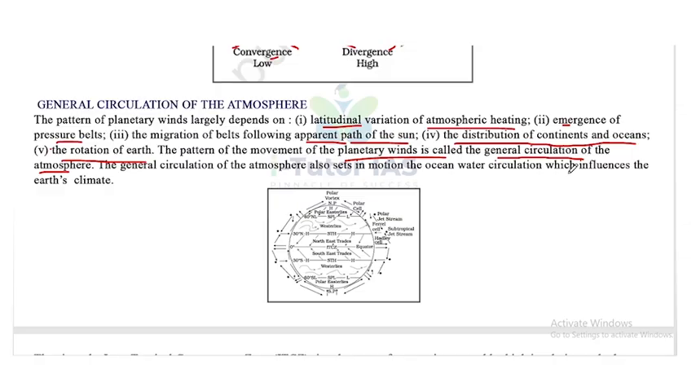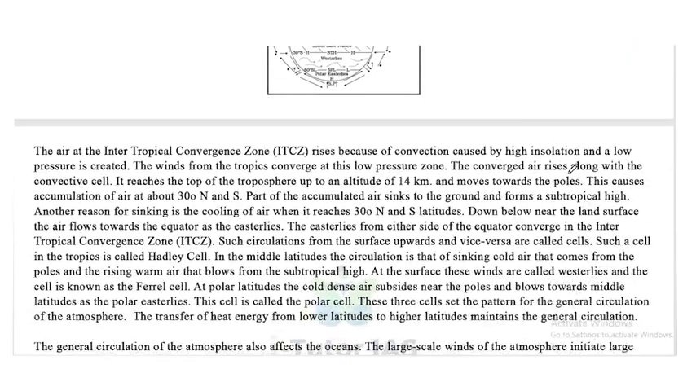Now, the air at the intertropical convergence zone, that is ITCZ, rises because of convection caused by high insolation and a low pressure is created. The winds from the tropics converge at the low pressure zone. The converged air rises along with the convection cell. It reaches the top of the troposphere up to an altitude of 14 km and moves towards the poles.